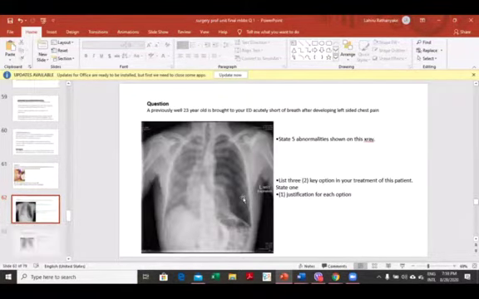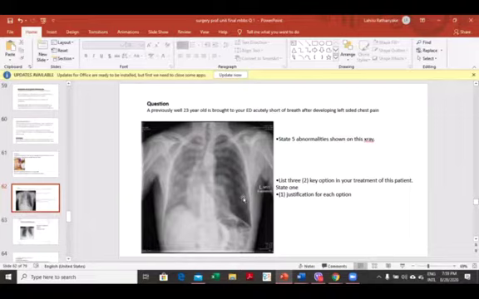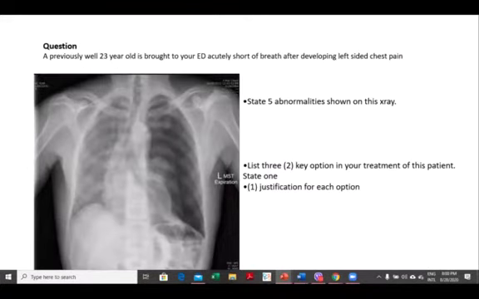Okay. Then another question. A 20-year-old is brought to the ED acutely short of breath. An abnormality is shown in this X-ray. What are the abnormalities in this X-ray?